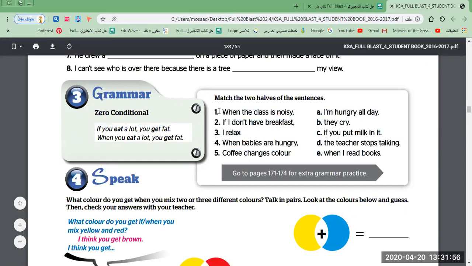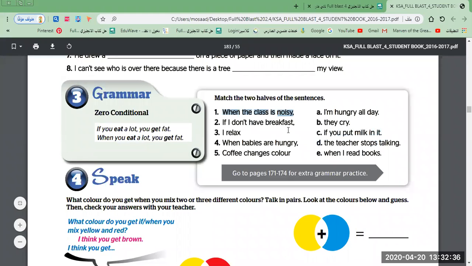Here we have some sentences. We can start with sentence number 1 and the answers. Prepare yourselves. When the class is noisy, if I don't have breakfast, I relax, when babies are hungry, coffee changes color, and we have here the answers. I'm hungry all day. They cry. If you put milk in it. The teacher stops talking when I read books. So who can start number 1?